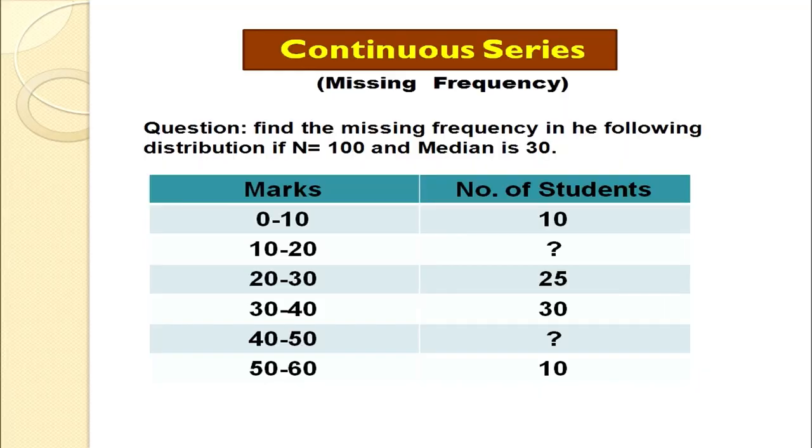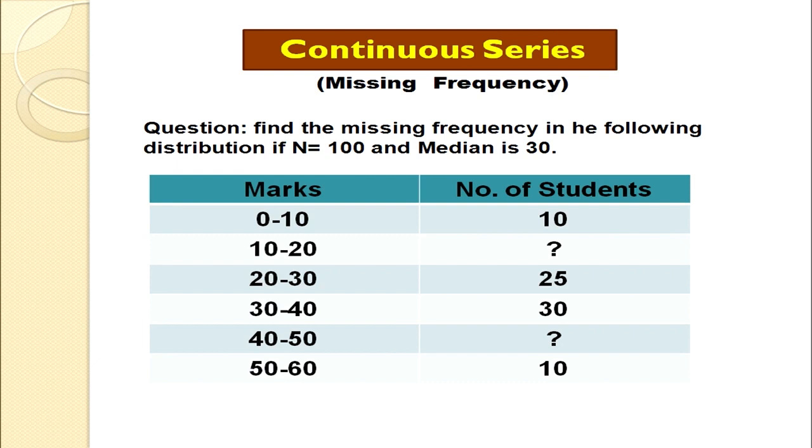Here two frequencies are missing. Find the missing frequencies in the following distribution, if n is 100 and median is 30. The very first check: the data must be arranged in ascending order. Here the data is already arranged in ascending order. In the next step, we can see the total number of observations is given as 100, whereas the median value is 30.